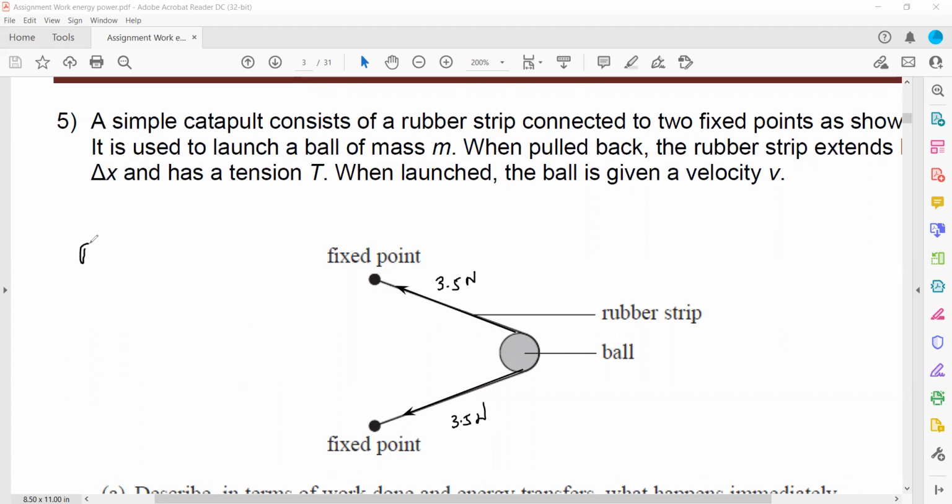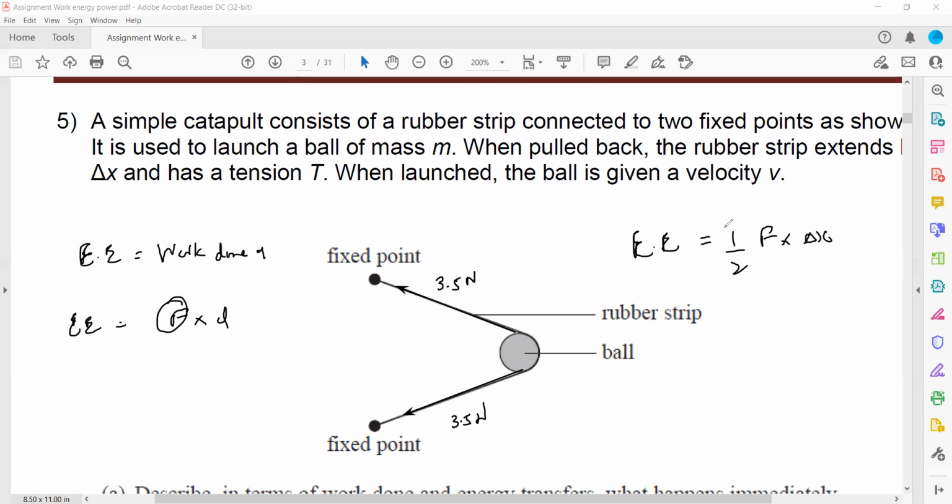And the elastic strain energy is equal to the work done on the strip, and in this case elastic energy is equal to force into distance. But what about the force? As we mentioned earlier, whenever we have a spring or a string, the force is always an average force. So the simple formula which you can learn for elastic strain energy is half force into extension. That's a simple formula you can learn.